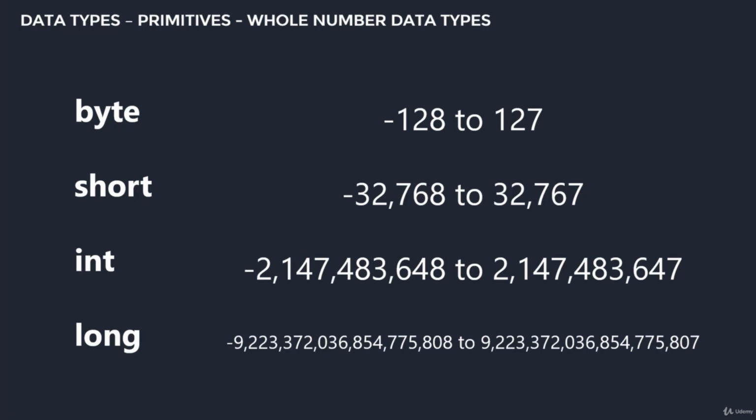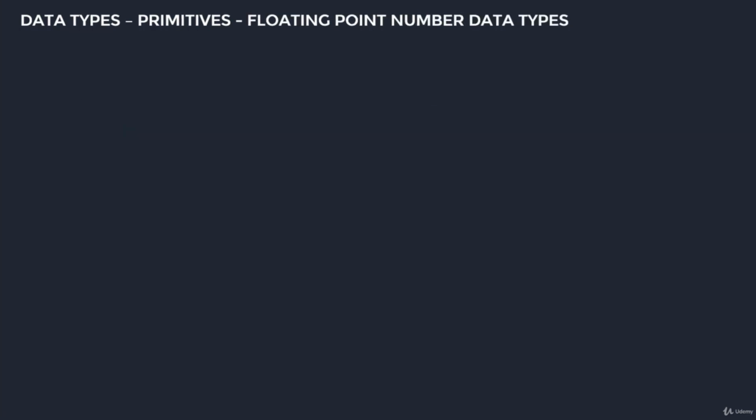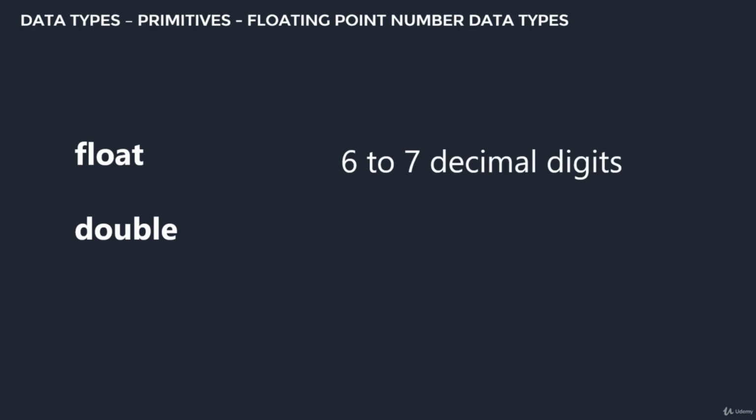Okay, let's move on to floating point data types. There are float and double that you can use as variable data type. The difference between the two is that float can be precise until 6 to 7 decimal digits, and double until 15 decimal digits. Here, double is the more commonly used.